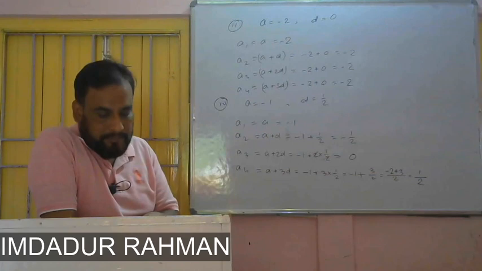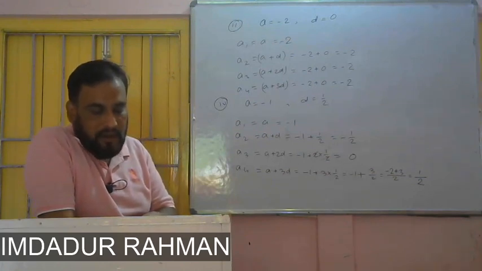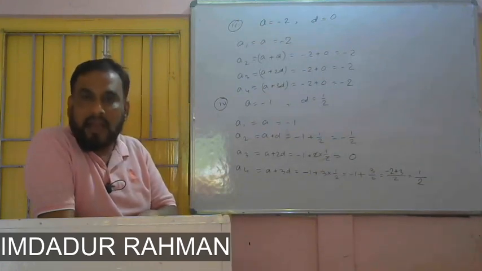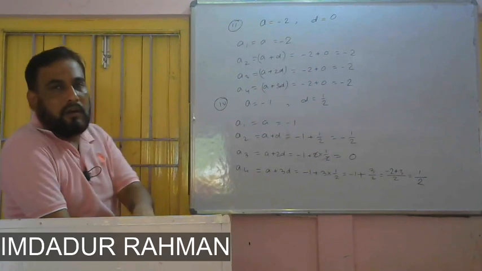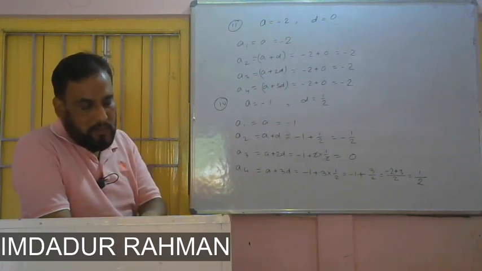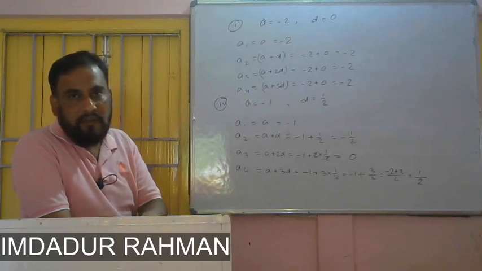Next, question number 3. For the following APs, write the first term and the common difference. So some series are given, 4 series are given. From here, you have to find the first term and the common difference.